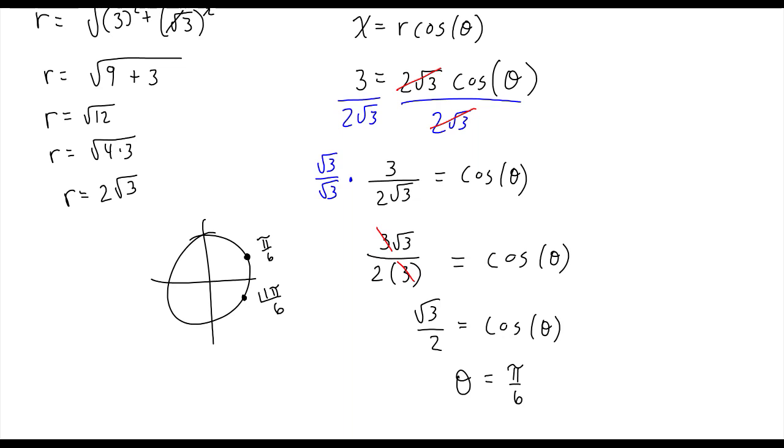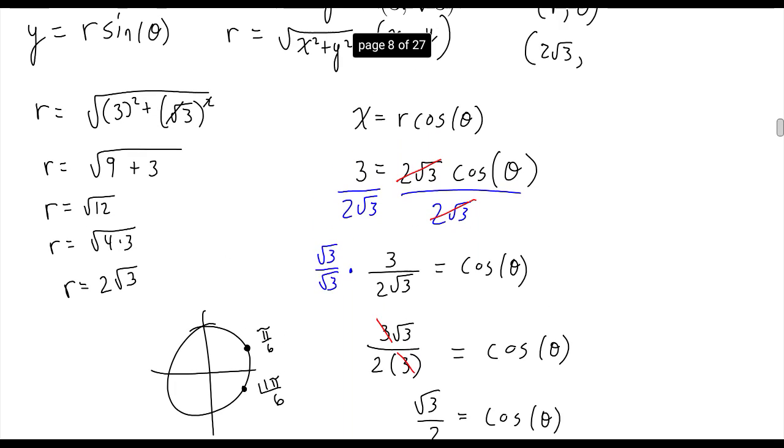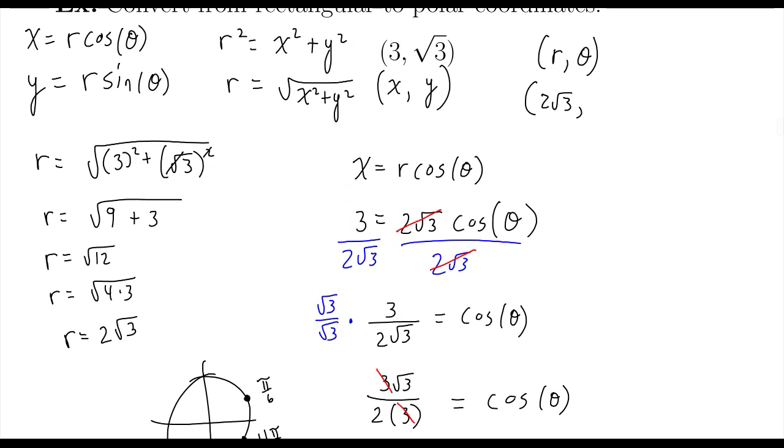So finally, I can answer the question. The ordered pair, the polar coordinate, is r, which is 2 square root of 3, comma, theta, which is pi over 6.